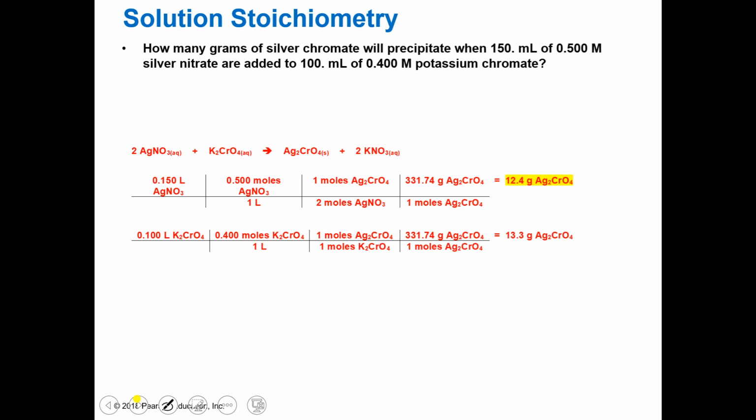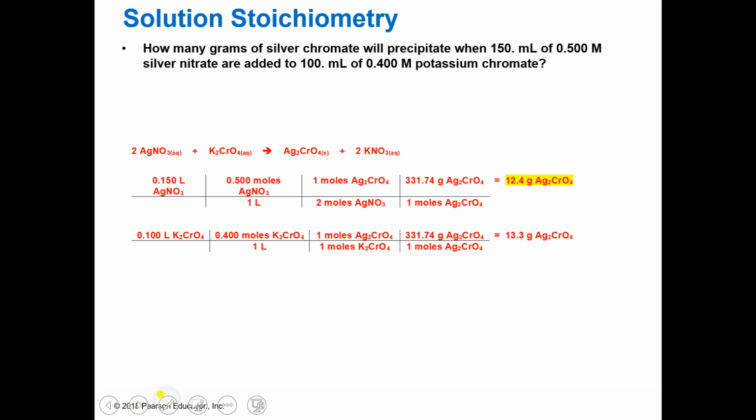Now, just like limiting reactants before, when you were given the grams of 2 reactants, that was your clue that it was a limiting reactant problem. In this case, you're not given grams, you're given volume and molarity of each reactant. So you have to treat it as a limiting reactant problem in addition to a solution stoichiometry problem.